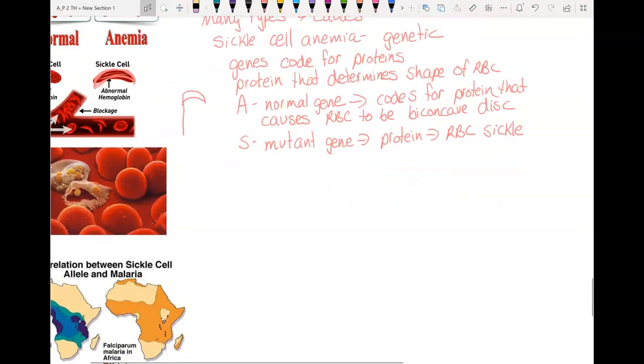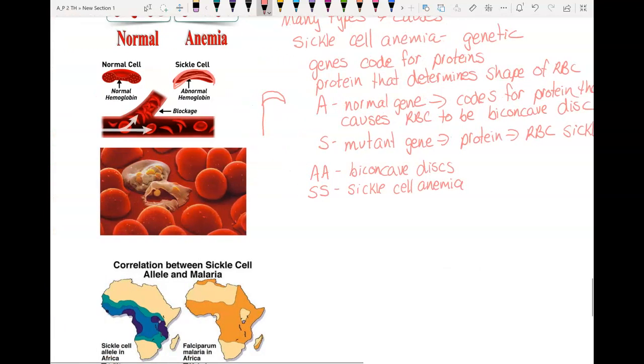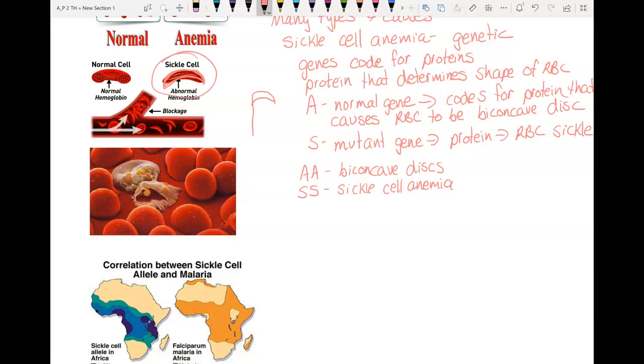So there's two versions, the A and the S. If you have AA, remember everybody gets 2 copies of a gene because you have 2 parents, one from your mom, one from your dad. If both your mom and your dad give you the A, you will have biconcave disc, and all is well. If you get SS, each parent gives you an S, you will have sickle cell anemia. That would make your cells like this, sickle-shaped.